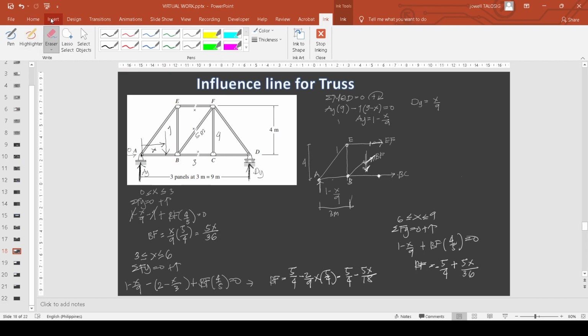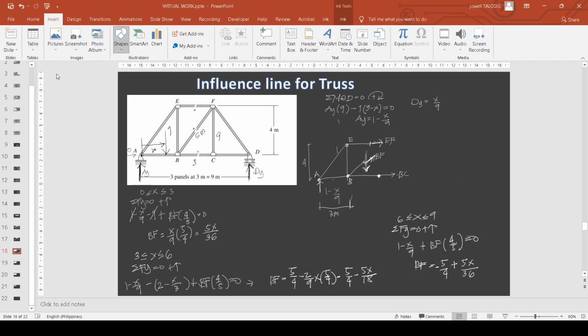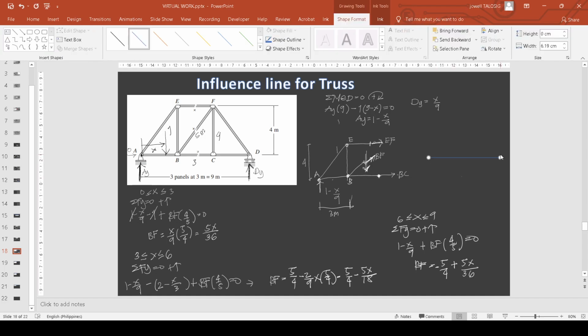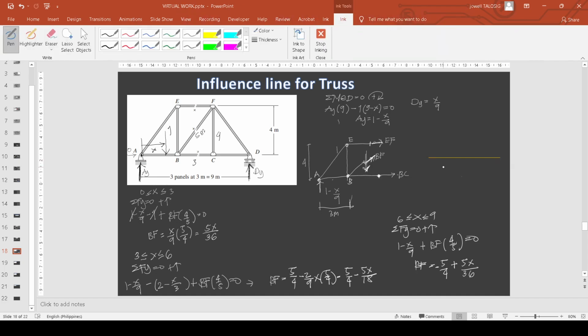Let me write it in this part of the plate, no? Or slide. Okay, so that is this point A.